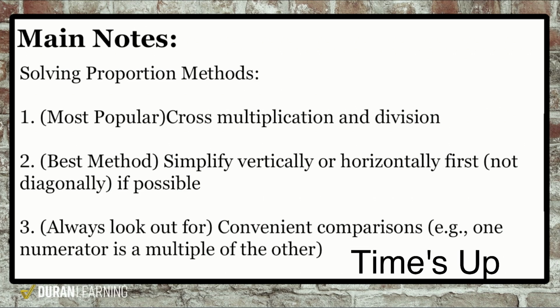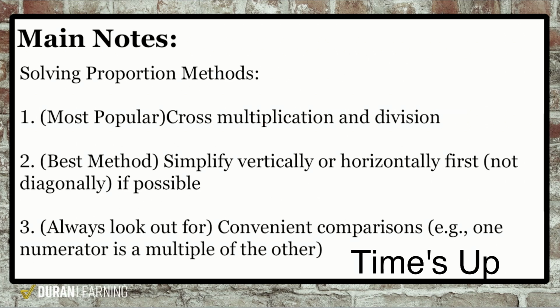It's just 3 main notes. Number 1, solving proportion methods here. Number 1 is just going to be that typical, common cross multiplication and division. Steps 2 and 3 are not steps, they're more like methods, like I said. Number 2 is going to be looking to simplify first. You can simplify vertically or horizontally. Let me be very clear about that: vertically or horizontally, not diagonally. That's the cross multiplication method. No simplifying there.